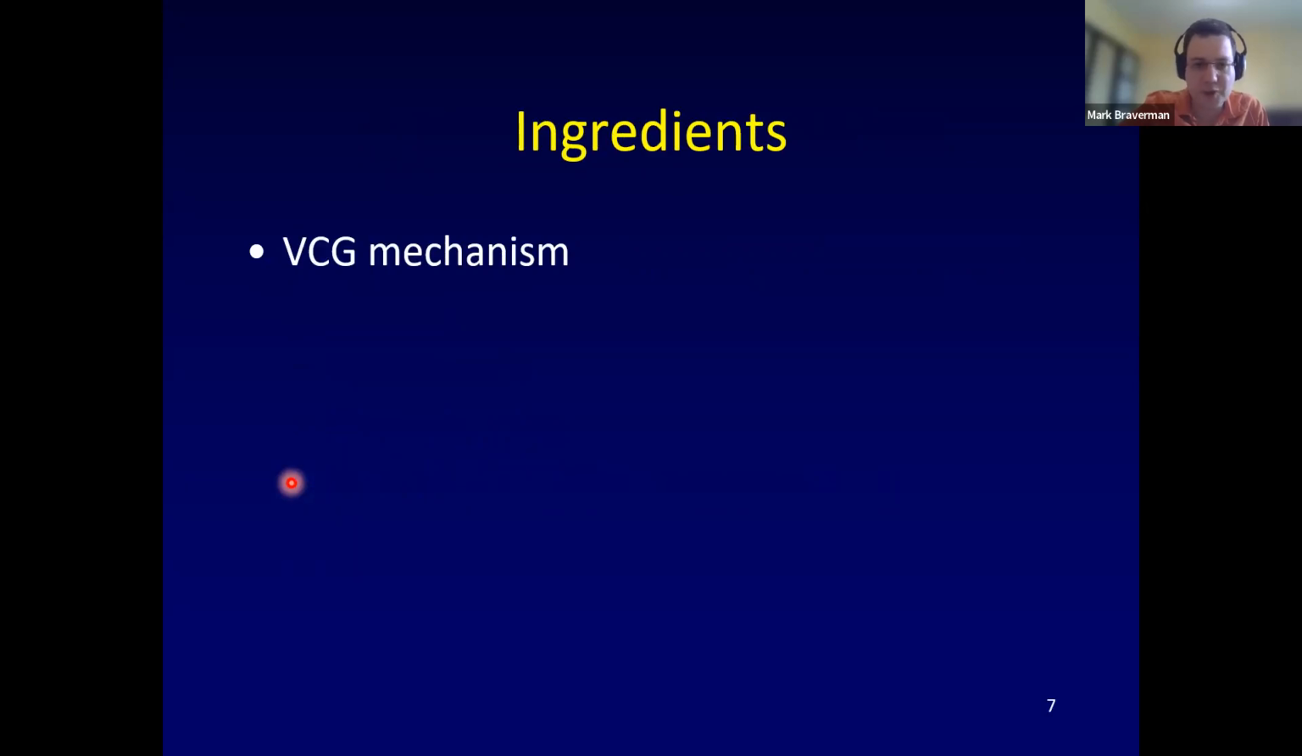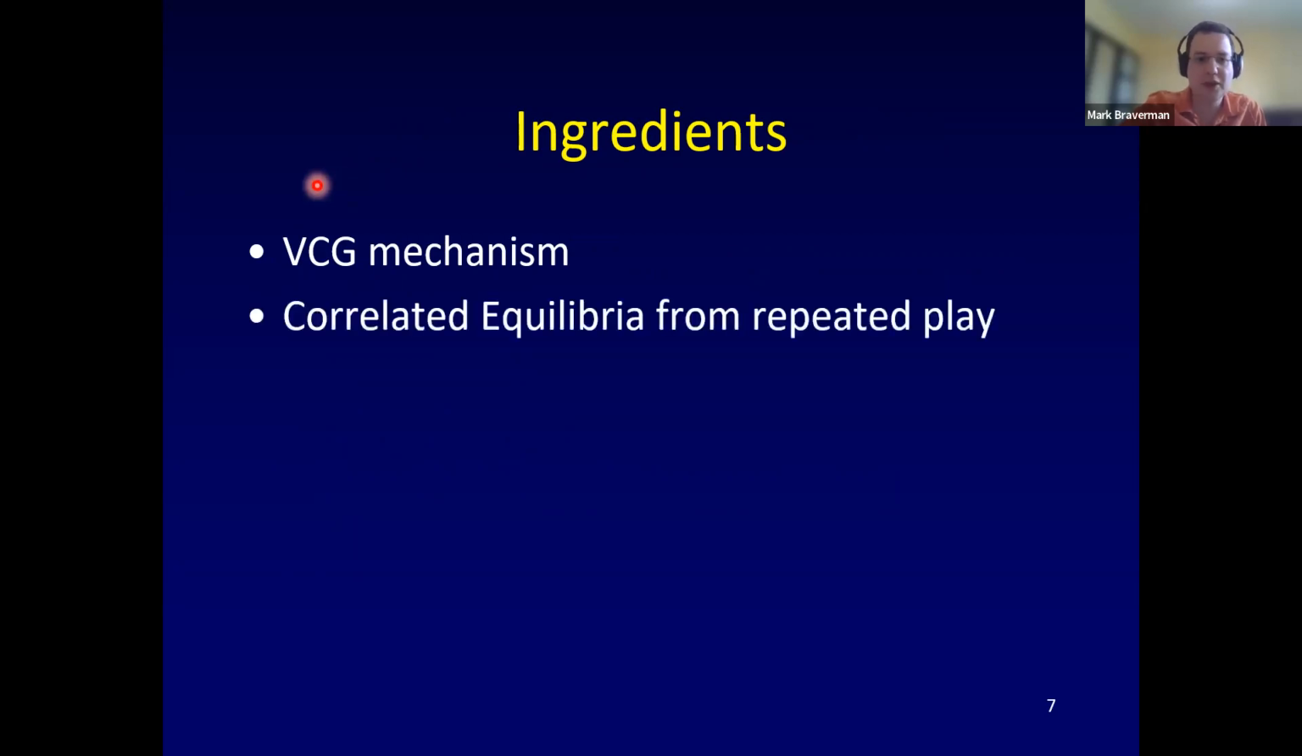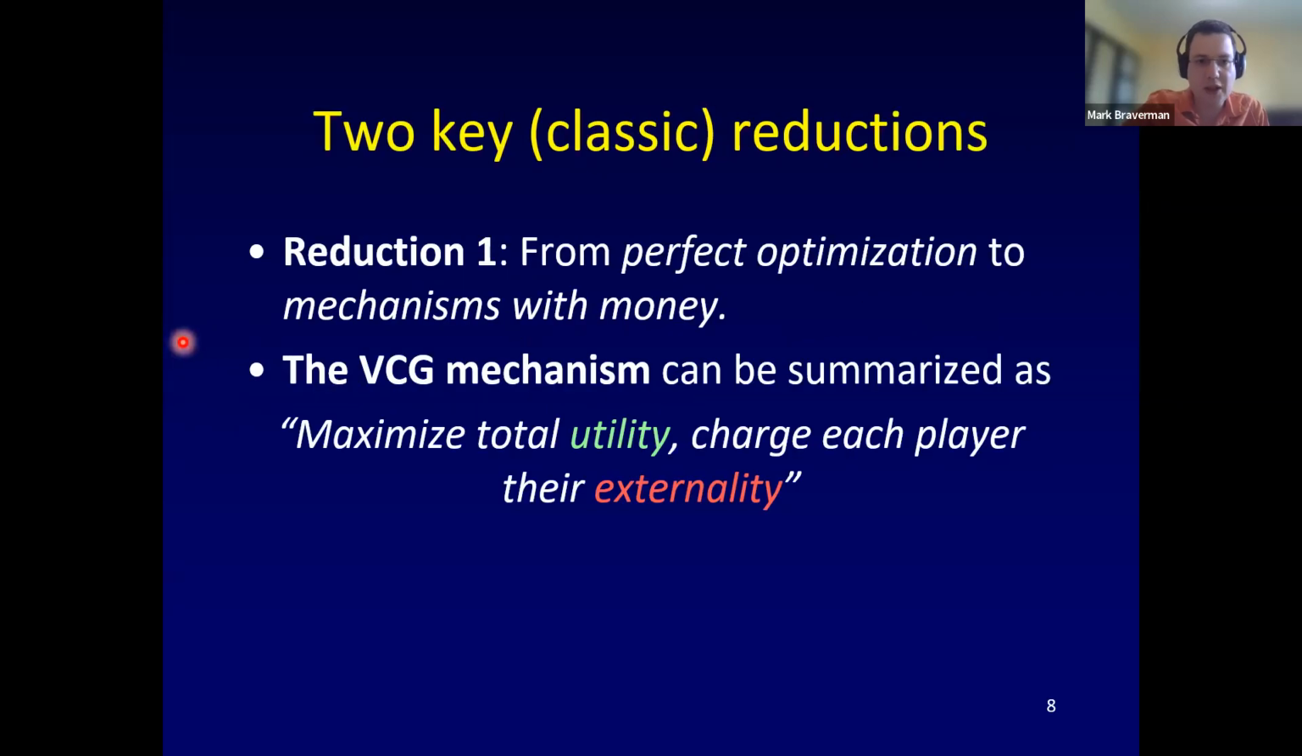So the ingredients we'll need are perhaps the most generic mechanism, the VCG mechanism, correlated equilibria from repeated play, and bandits with knapsacks. So those first two are very classical concepts. Bandits with knapsacks is a relatively newer concept. Maybe it's about 12 years old. So I'll cover it in slightly more detail.